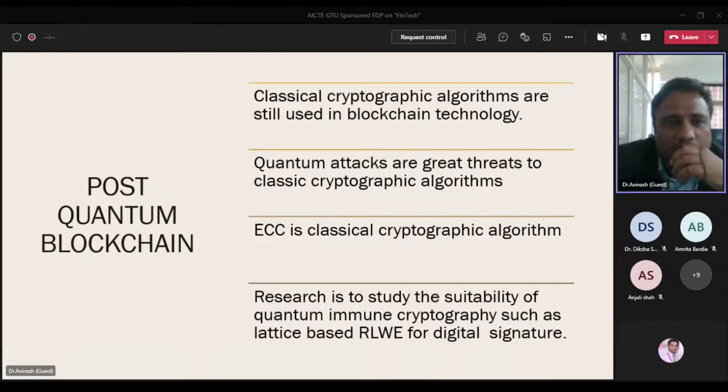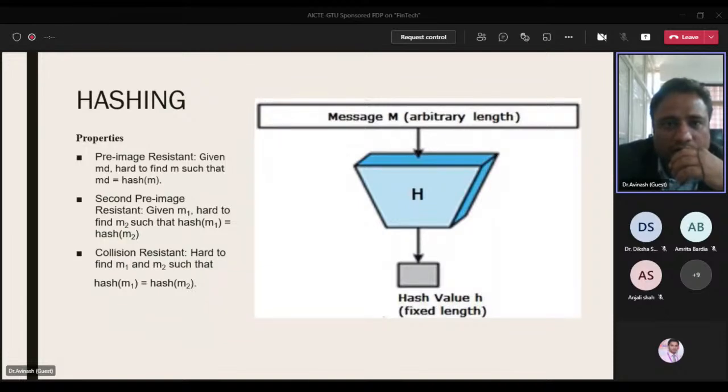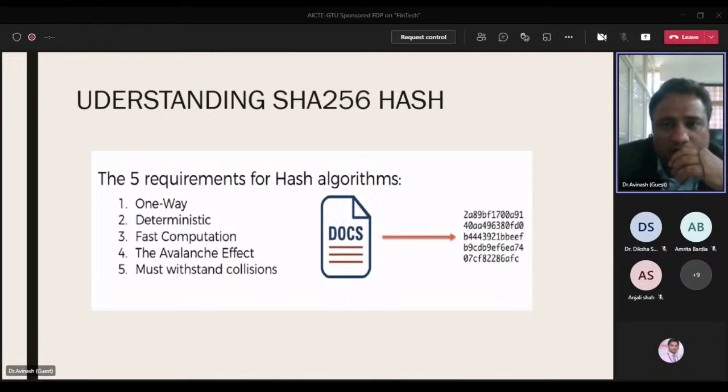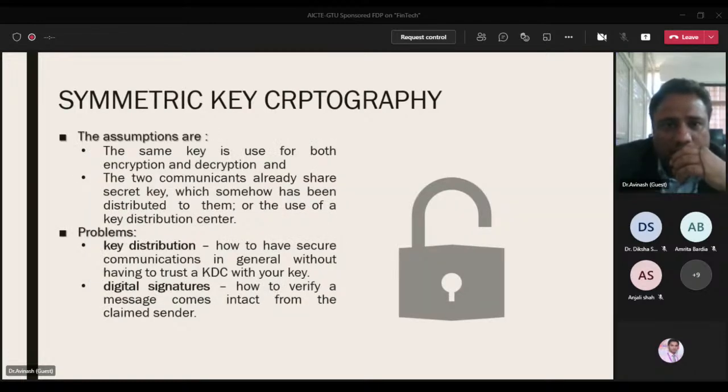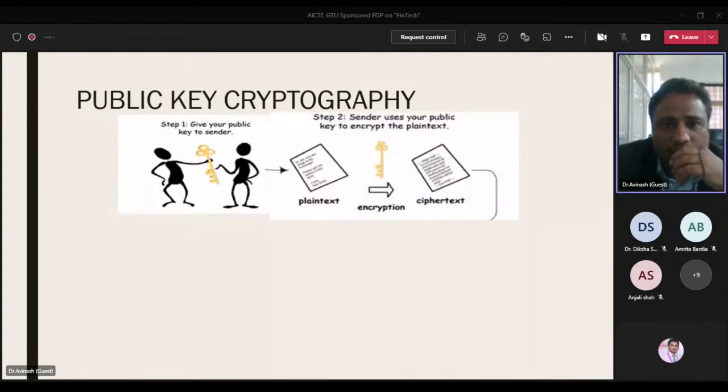Then there are other concepts also involving post-quantum blockchain. The classical cryptographic algorithms are used in blockchain technology, and quantum attacks are great threats to classical cryptographic algorithms. Those people who are from technical backgrounds, I will not say this to the management people attending this FDP, but if it is a blended group with participants from the technical side also, you can concentrate on security and cryptography related to digital lending systems, digital records, the insurance sector and all sorts of things. You can go towards cryptography and security; all these things can be a major.